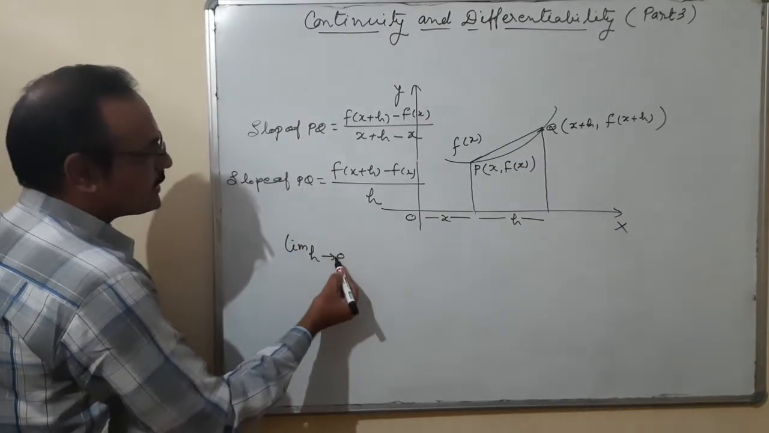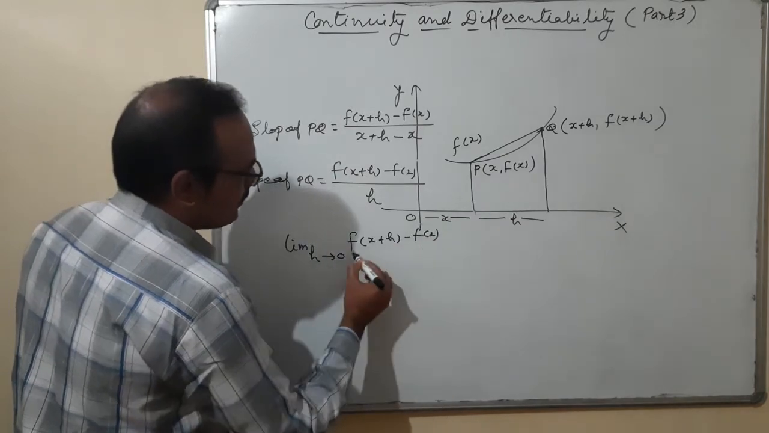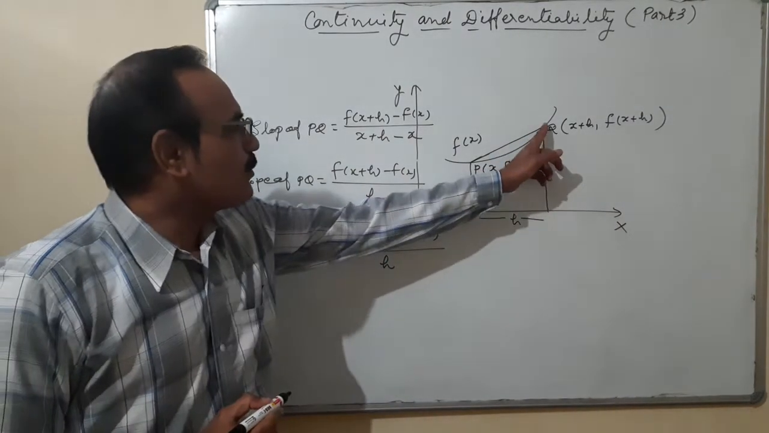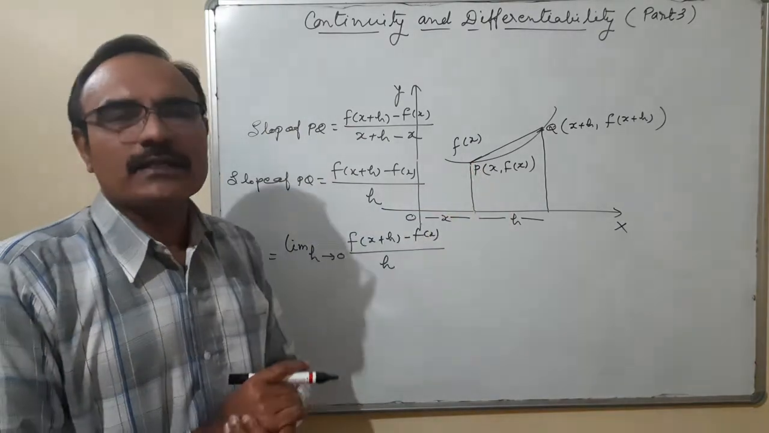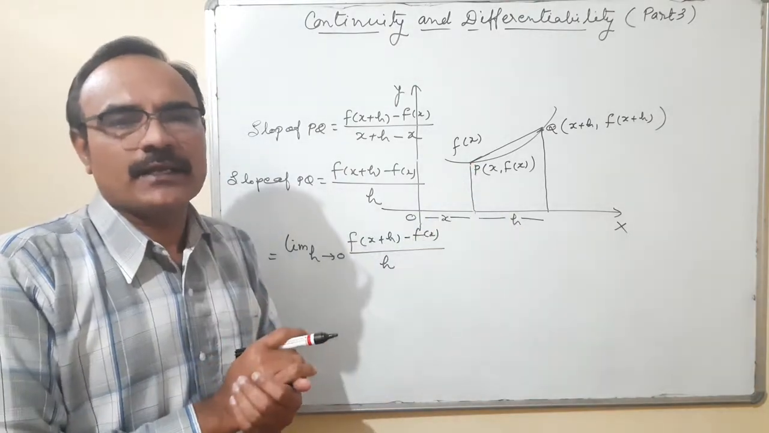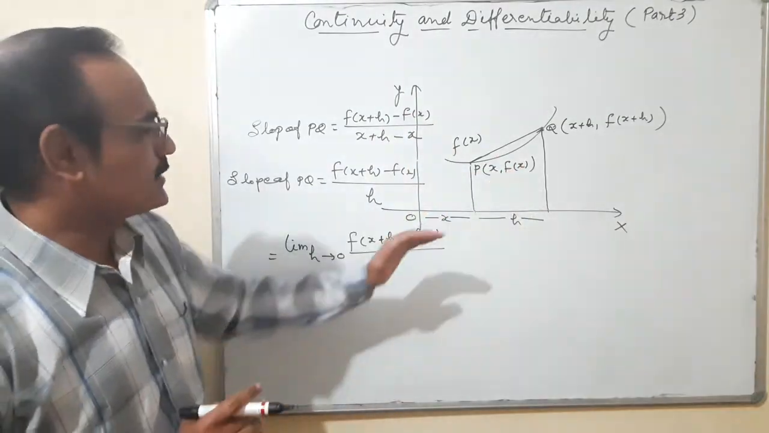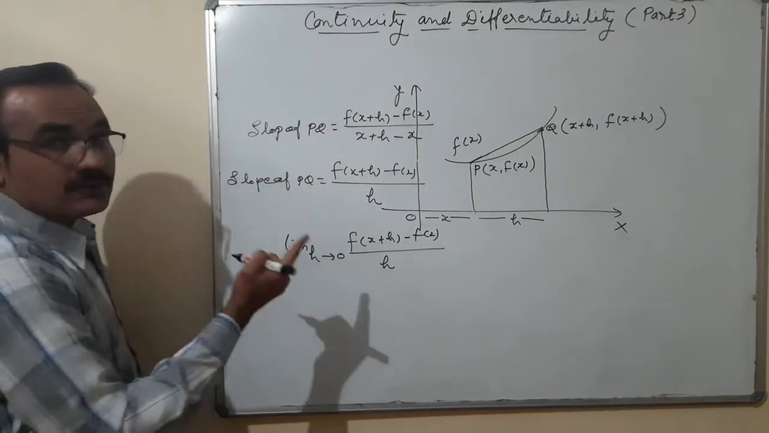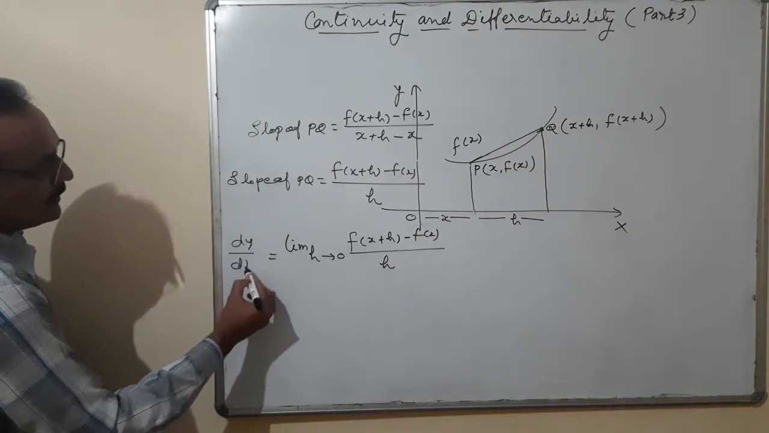So I write here limit h tends to 0, f of x plus h minus f of x upon h. That means this point is almost coming here. Here we are going to find the rate of change at an instantaneous point, the rate of change of y with respect to x, because y is dependent on x. So the rate of change of y with respect to x is known as dy upon dx.